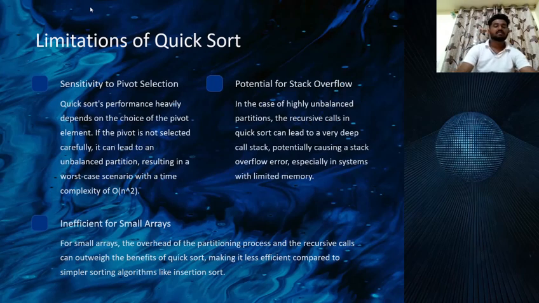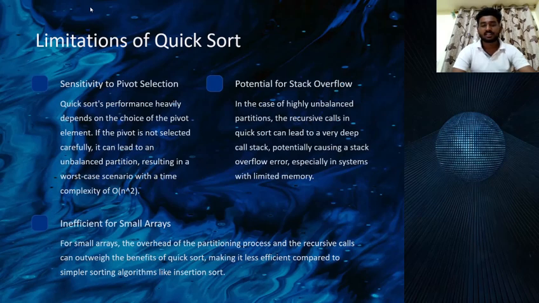Limitations of Quicksort: first one is sensitivity to pivot selection. Second one is potential for stack overflow. Third one is inefficiency for small arrays. Quicksort's performance heavily depends on the choice of the pivot element. If the pivot element is not handled carefully, it can lead to unbalanced partitions, resulting in a worst-case scenario for the time complexity.